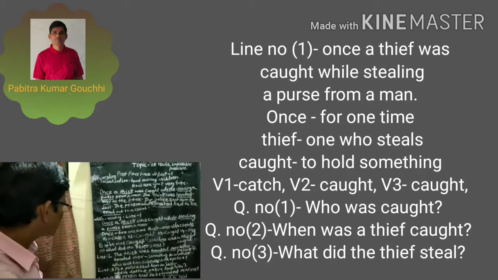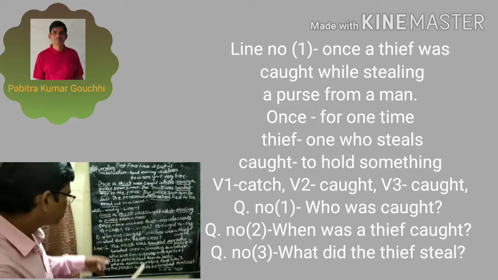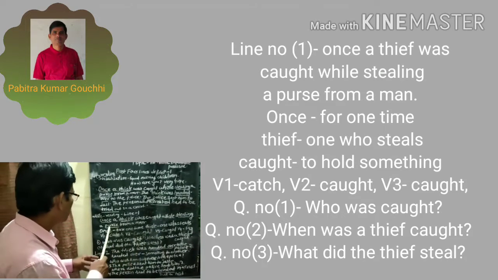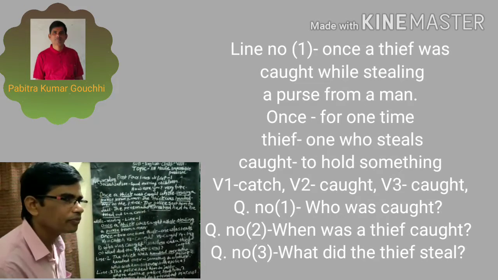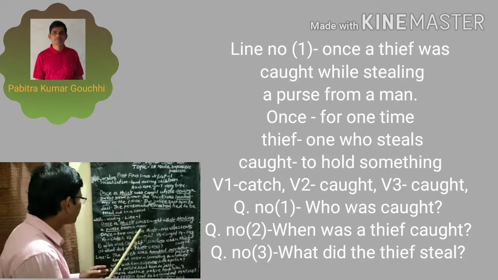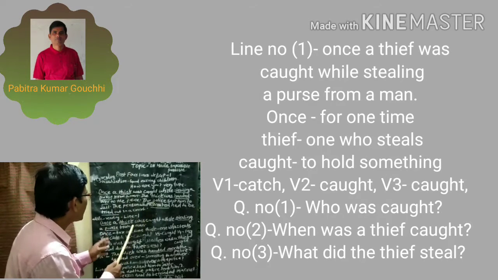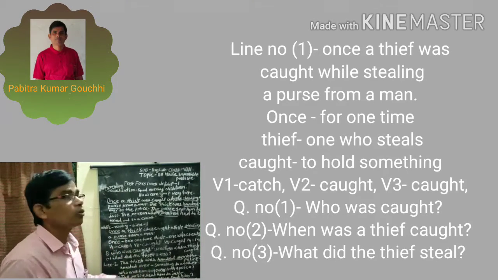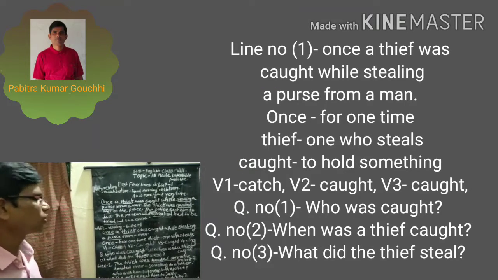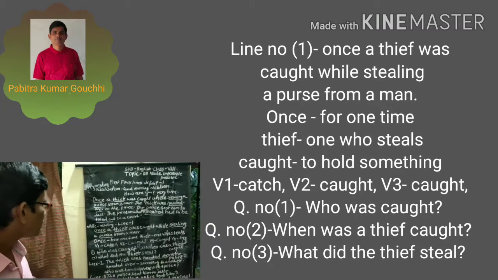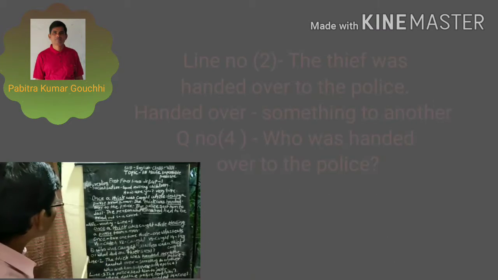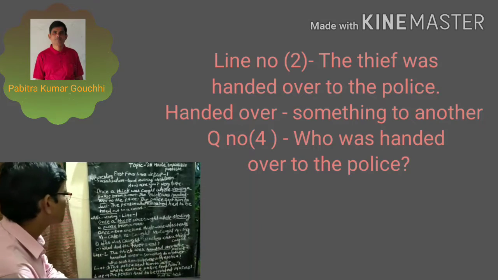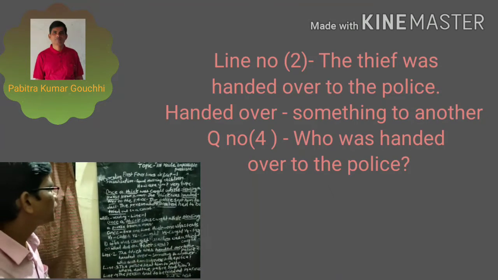Then what did the thief steal? The thief stole a purse from a man. When was a thief caught? A thief was caught while stealing a purse from a man. Understood the first line? Second line: the thief was handed over to the police.